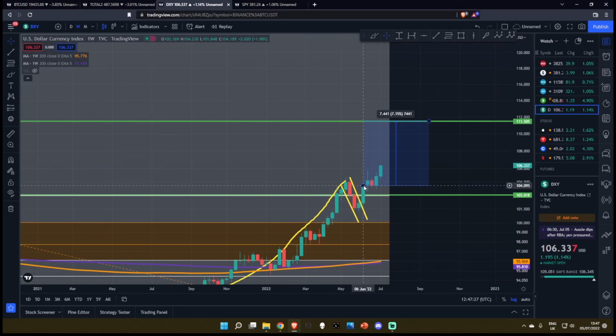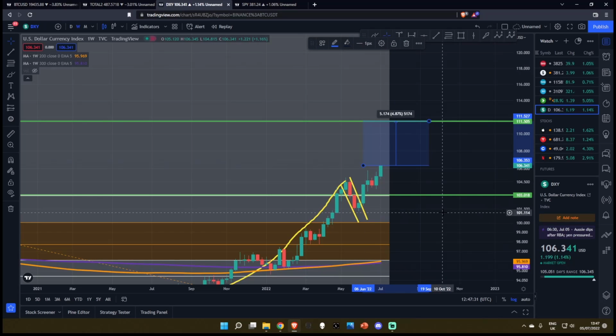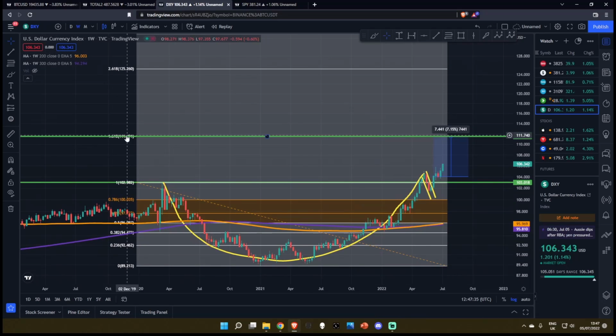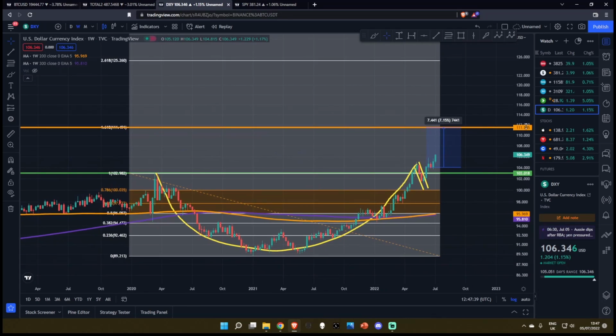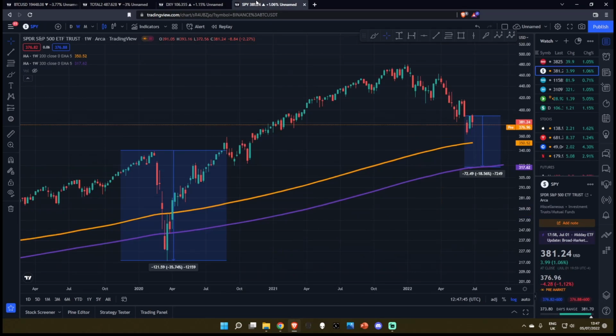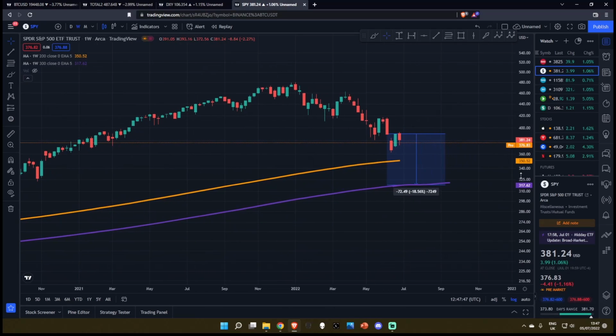You know, we were talking about this on the breakout at 104, we're now up at 106. We're less than 5% of a move away for the dollar to come up to these 1.618 targets and absolutely blow the stock market, blow Bitcoin out of the water. So the dollar looks great right now. This is not going to be good for the stock market.